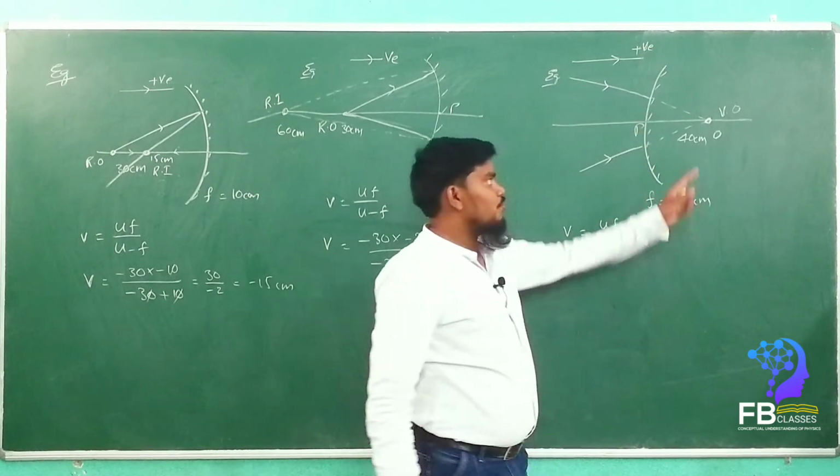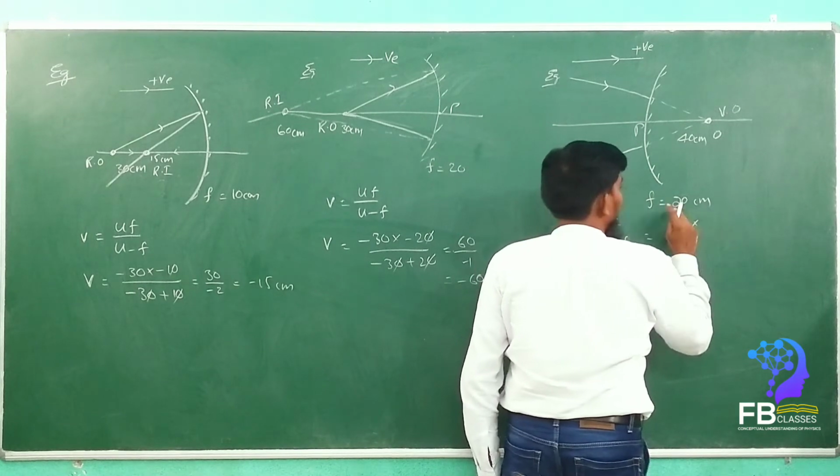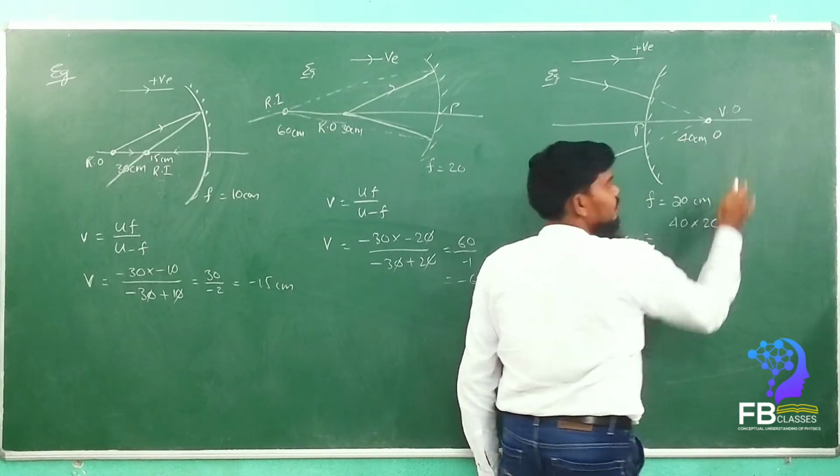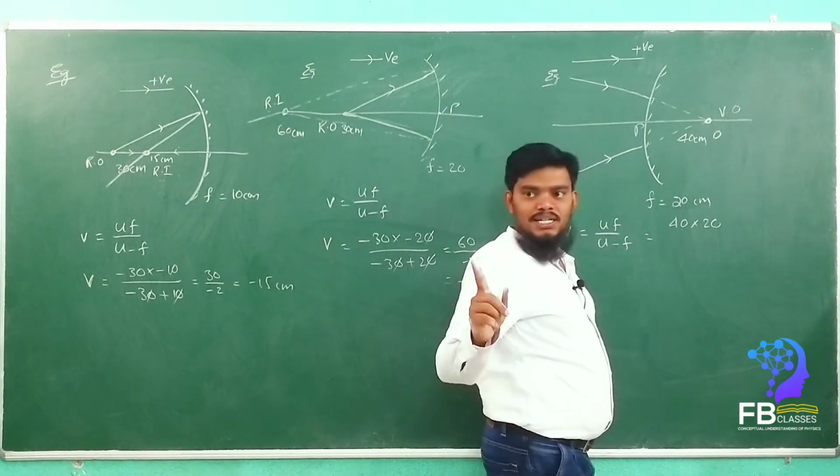Now U comes as positive. So 40 into F also comes as positive. So this is a convex mirror, and F will be located here.